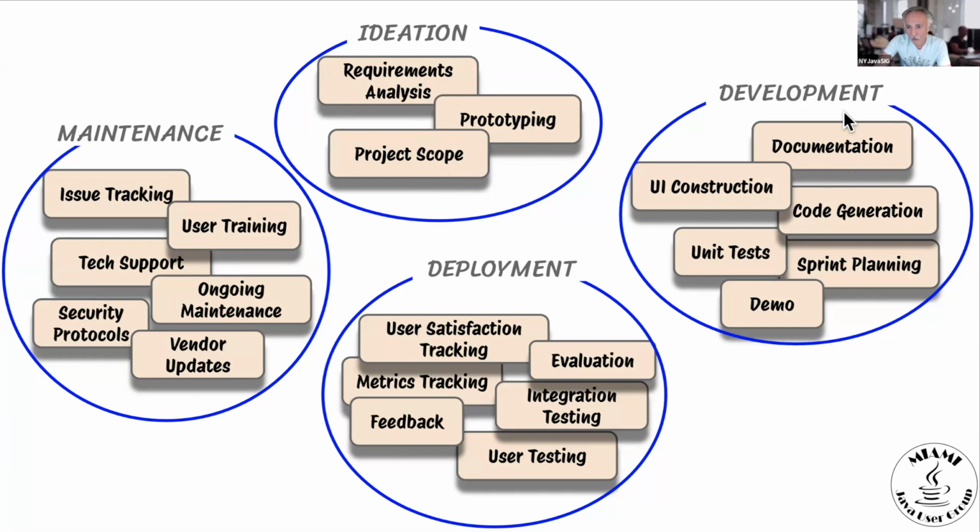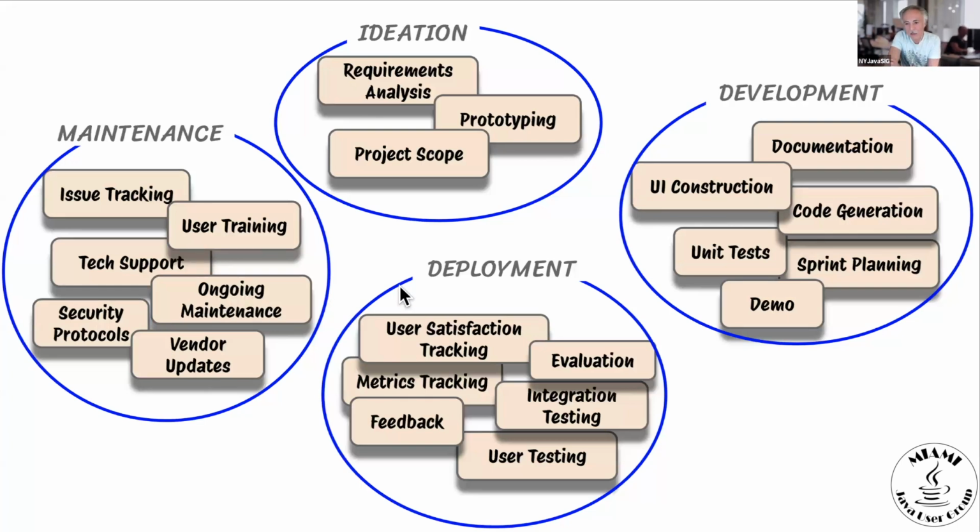Over here on the right, we have development, of course: writing docs, creating a UI. There's code generation, only one box. There's unit tests, sprints, demos. We finally get to deployment: track the users, tests, feedback, all that good stuff. Then we have maintenance, everyone's favorite aspect of software development. We're tracking issues, tracking bugs, security, all that good stuff. So there are 4 basic categories.